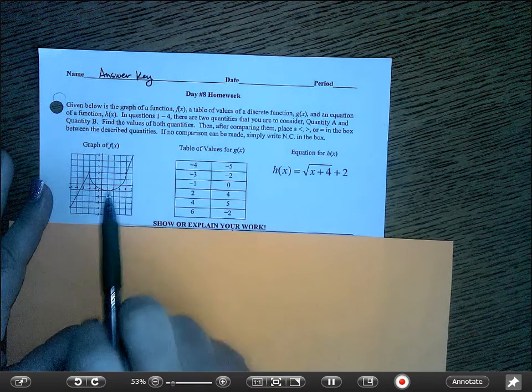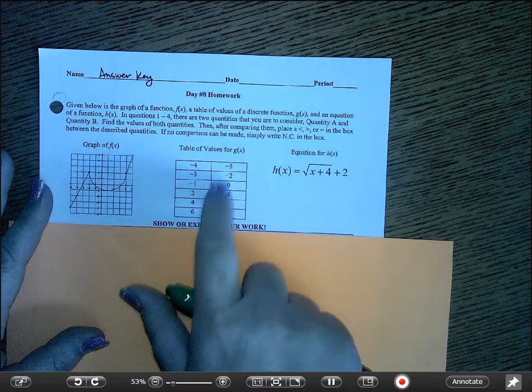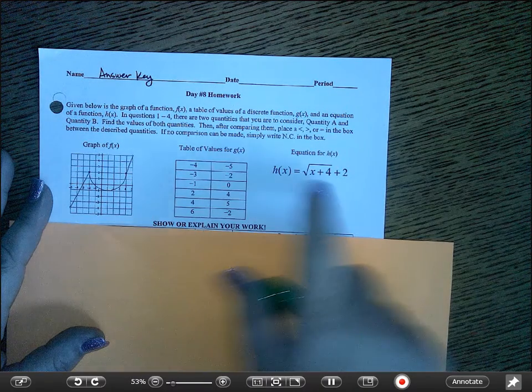We're going to look at day 8 homework, so answer the questions through the Edpuzzle. All right, it says, given below is the graph of function f of x and a table of values of a discrete function g of x and an equation h of x.